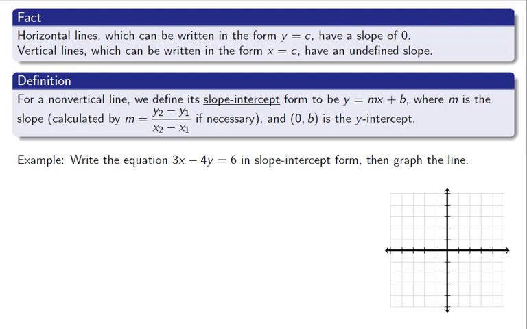Now, in the previous lesson, we saw that horizontal lines have the form y equals some number, and the vertical lines have the form x equals some number. The slope of the horizontal line is 0, and the slope of the vertical line is undefined. Think about it. A horizontal line is just flat, no slope at all. But a vertical line, you can't really define a slope. It's almost infinitely sloping. We don't define a slope for vertical lines, we just say it's undefined.